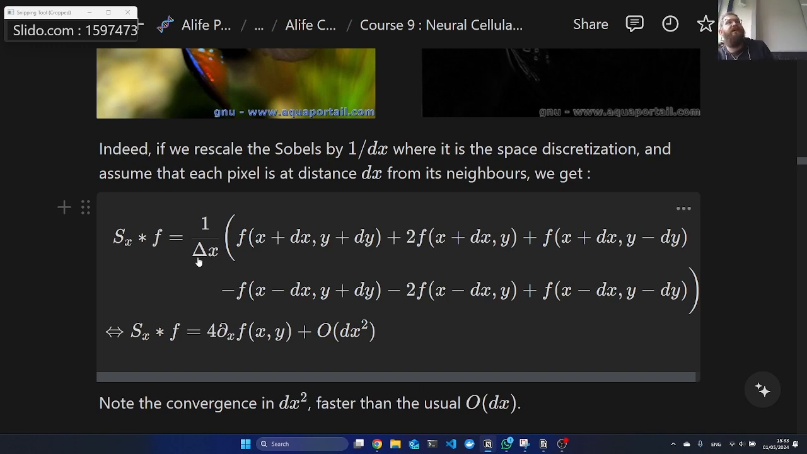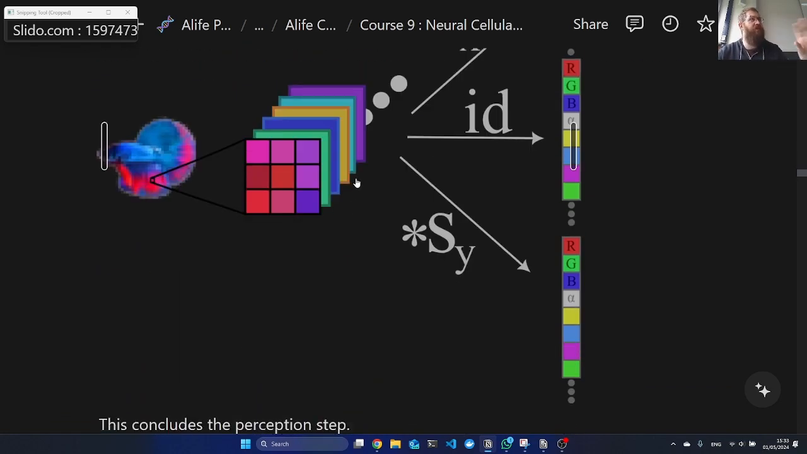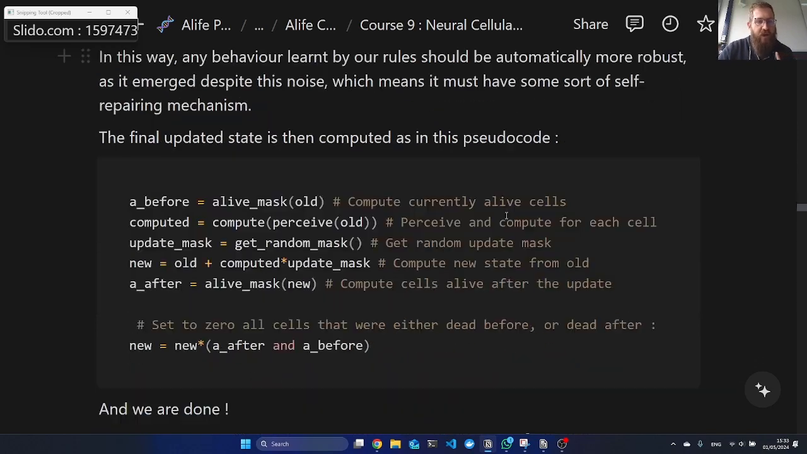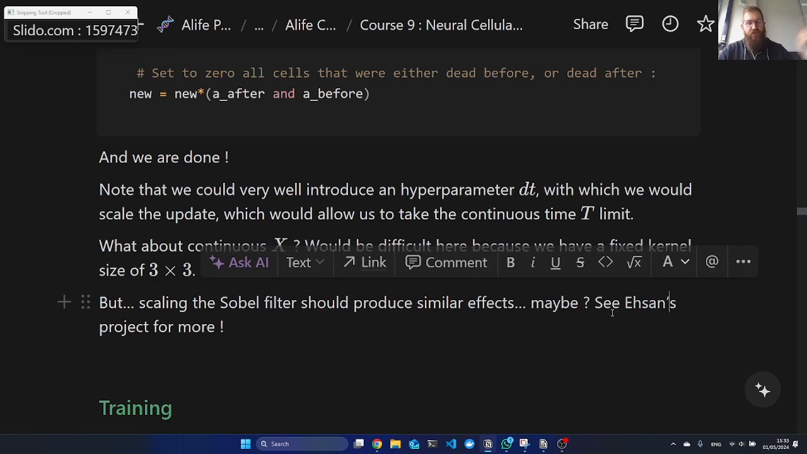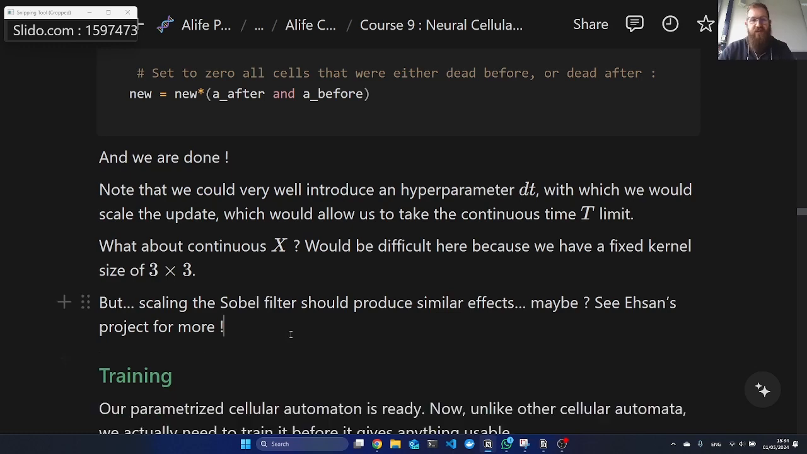So if you take a delta x which is twice as small, it is kind of equivalent to taking a Sobel filter which is twice as big. So maybe if you change the scale of the Sobel filters, it has the effect of taking the space step to 0. That's a very interesting direction to study, and it will be, I believe, the project from Esan, who also worked on this for his research. So if you want to know more about these continuous limits, stay tuned for his project.